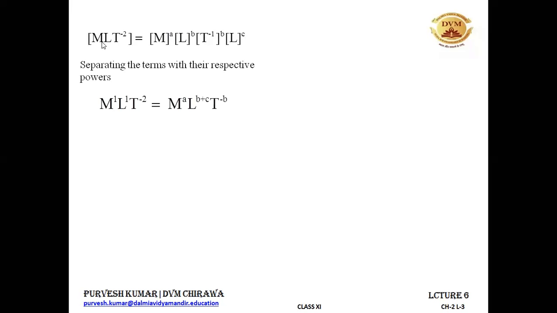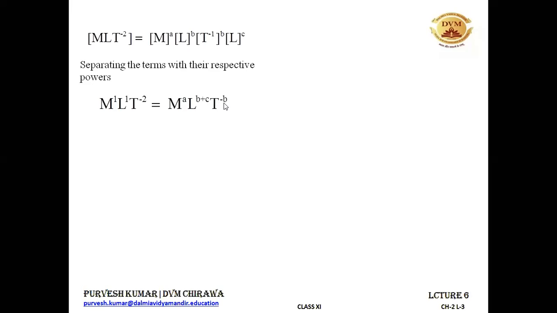In the left hand side, M is having power 1, L is also having power 1, and T is having power minus 2. Towards the right hand side, M is having power a, L is having power b plus c. Why so? Because we are having two terms of L. One is having power b and the other one is having power c. So I can write it like this. When the coefficients are same and the powers are different, the powers get added up. So I've written L to the power b plus c, and T was having power minus b. Why so? Because minus 1 multiplied by this b, it becomes T to the power minus b.